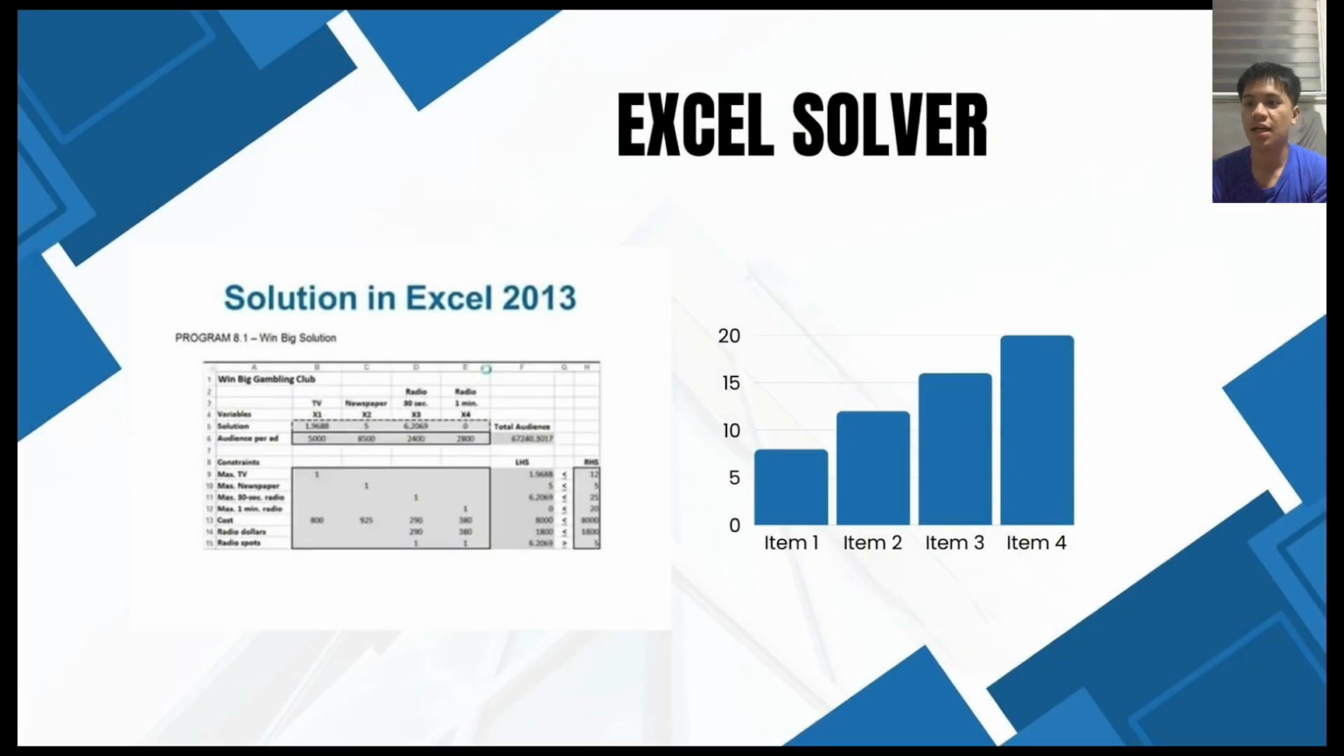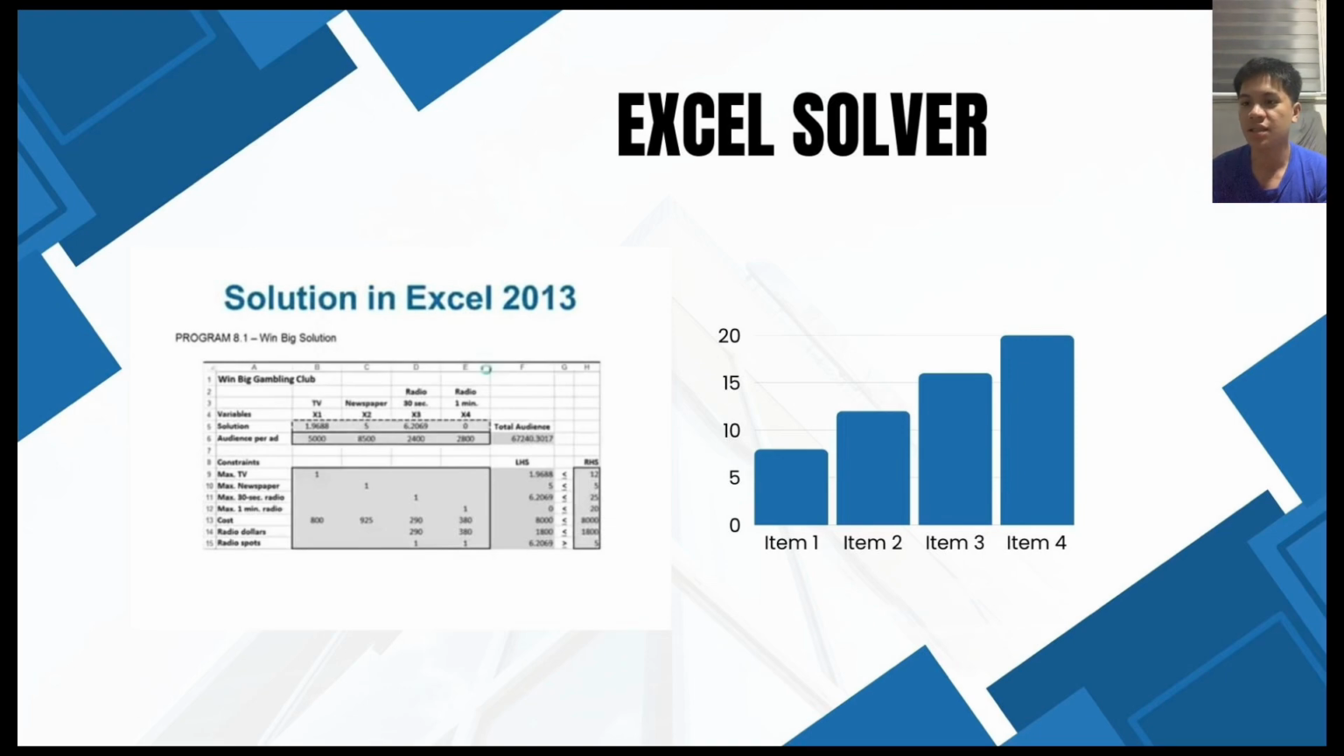So, next is the solution in Excel 2013, the Solver setup. We use a tool like the Excel Solver, which employs the simplex LP method to find the optimal values for our decision variables. The key in Solver is to input the Set Objective, the cell containing our total audience coverage formula to be maximized.